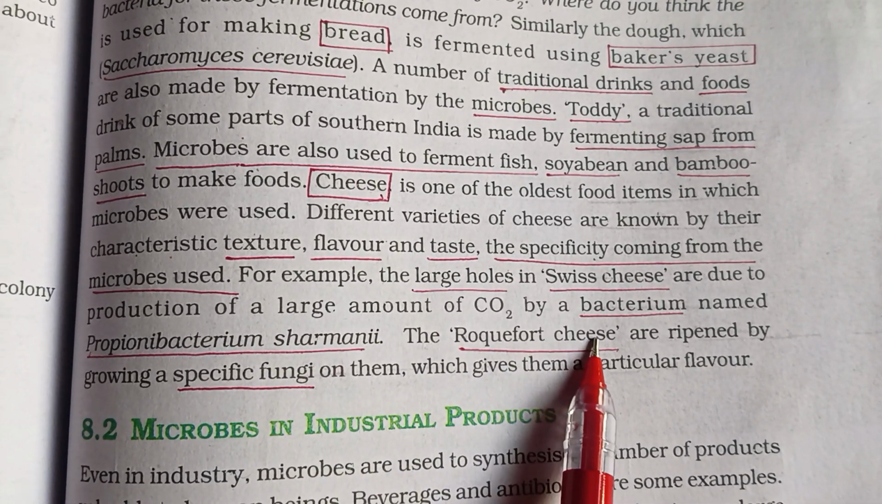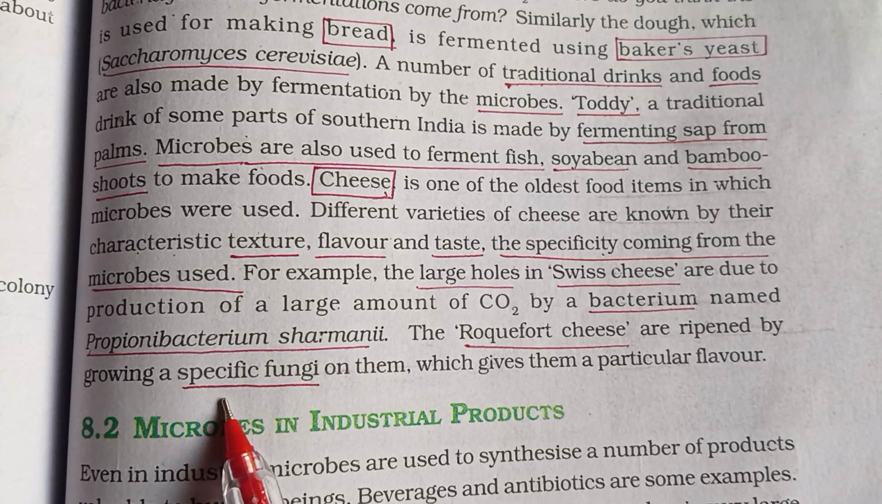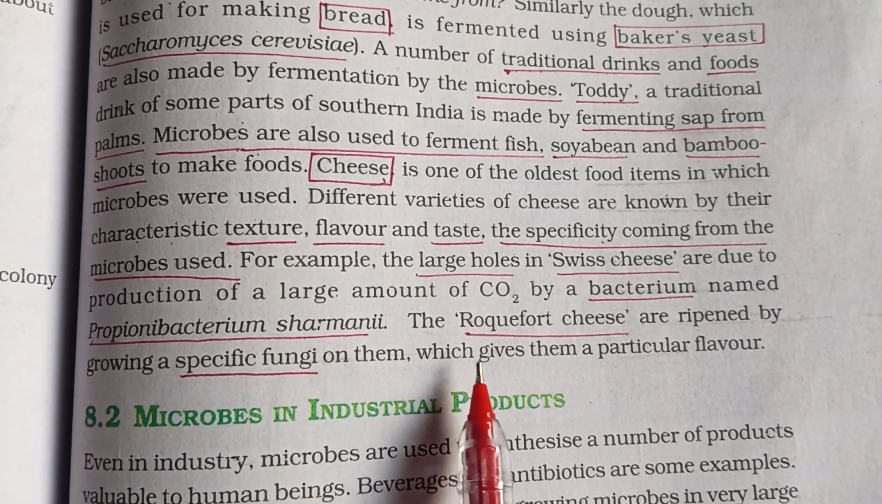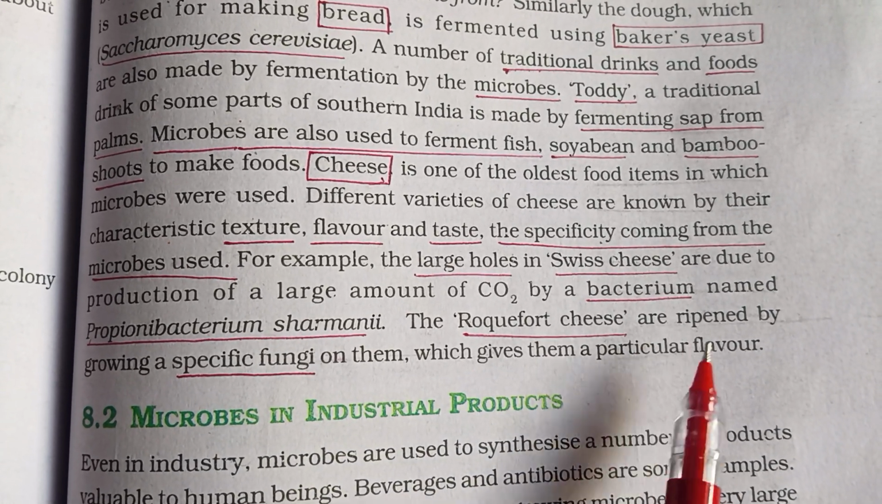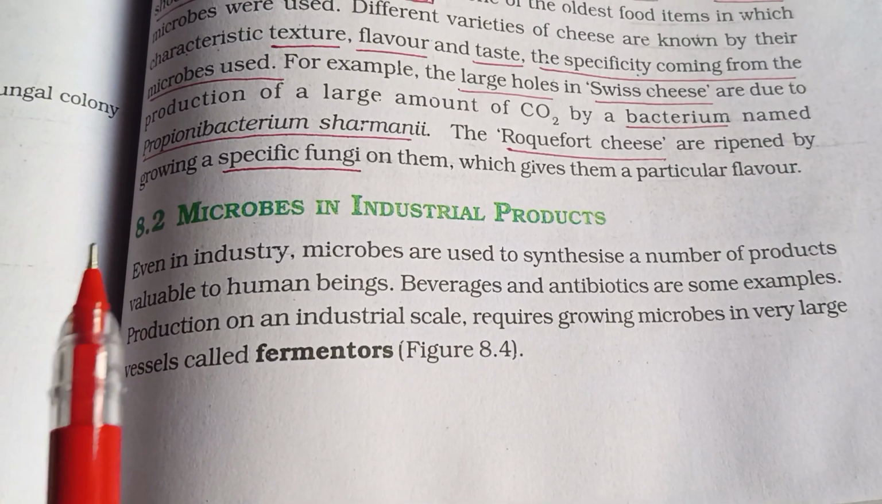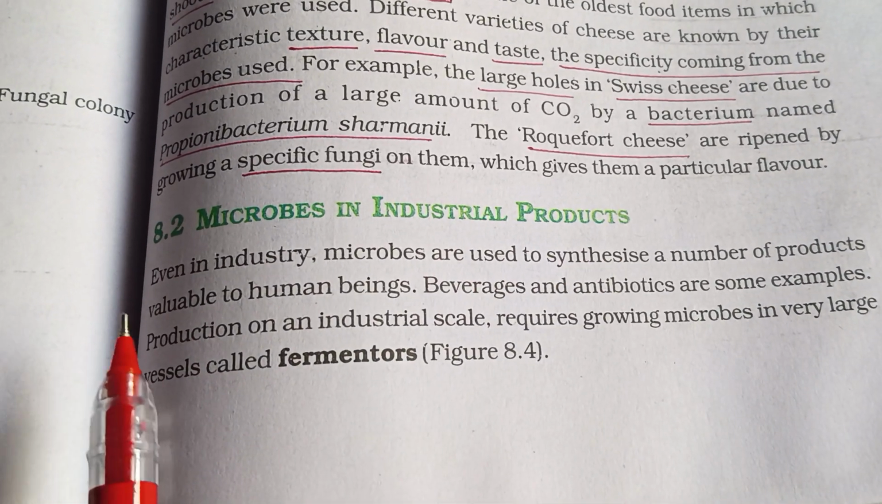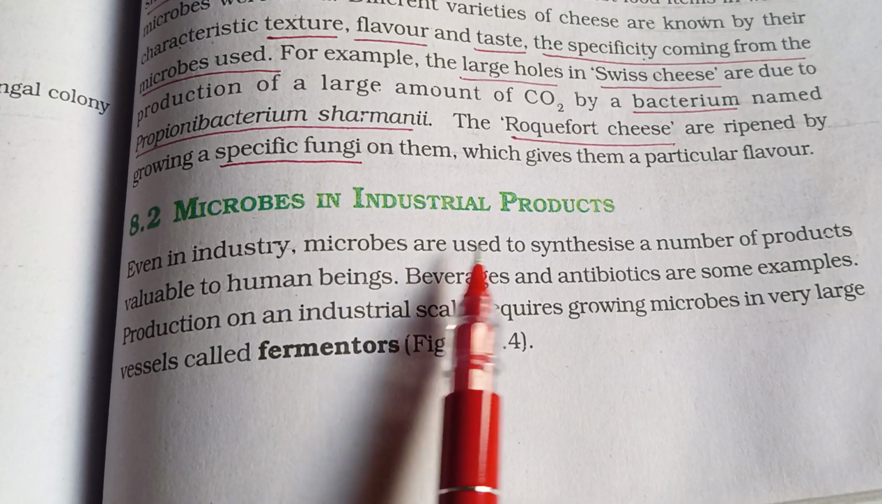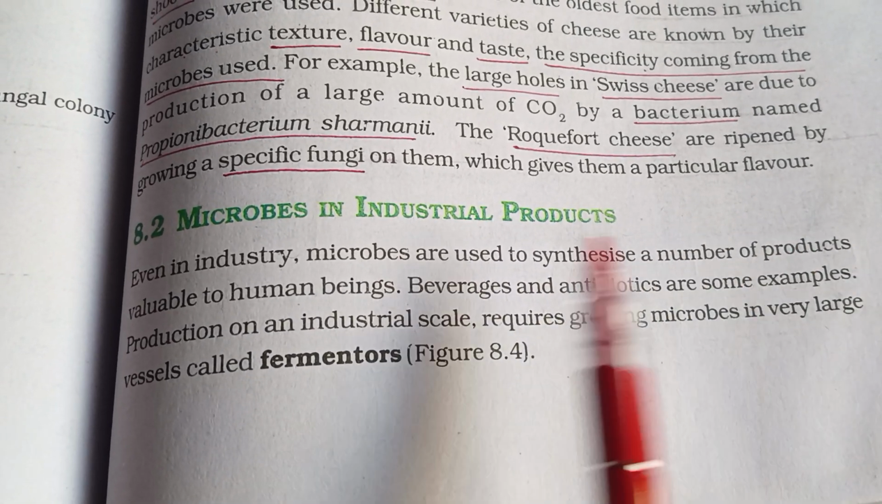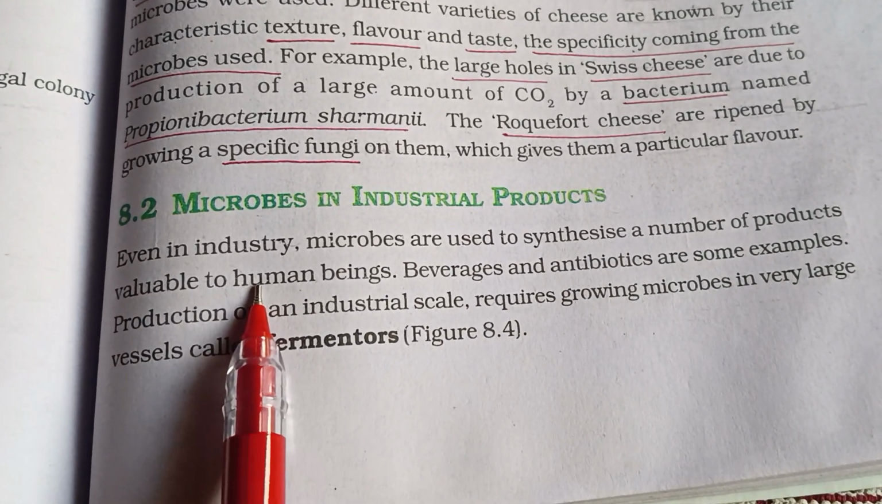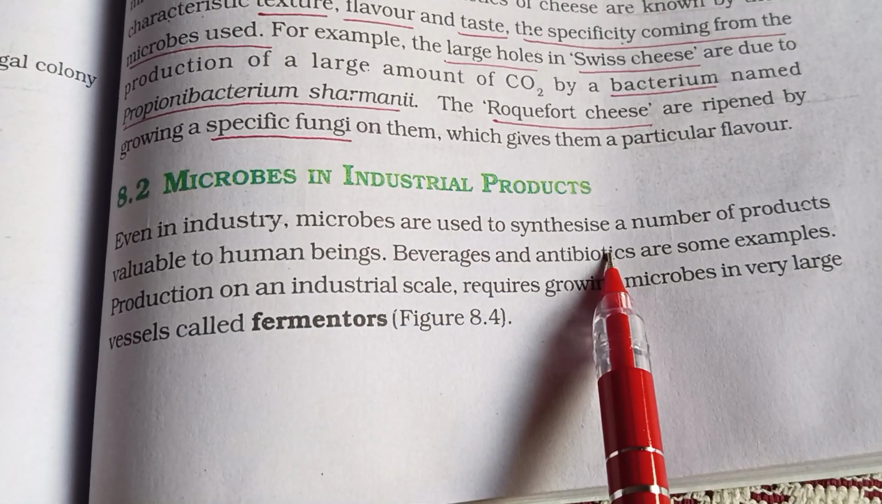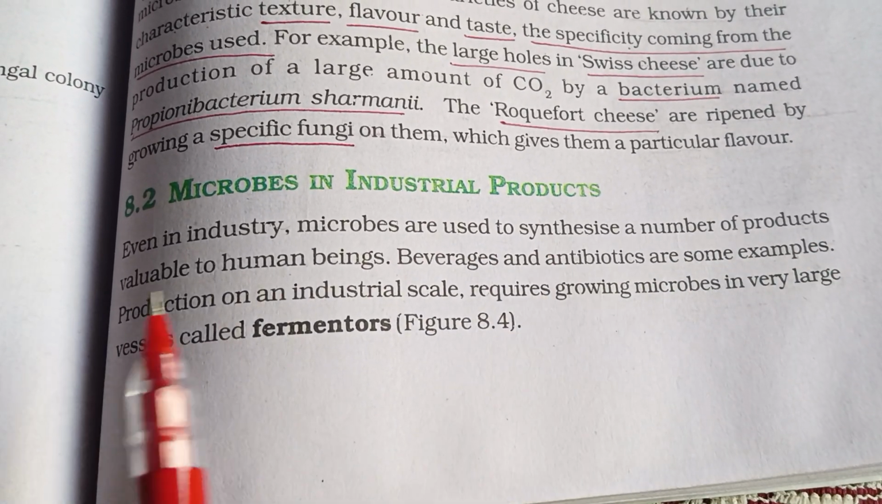Roquefort cheese is ripened by growing a specific fungus on it, which gives it a particular flavor. Now, the microbes in industrial products. Even in industry, microbes are used to synthesize a number of products valuable to human beings. Beverages and antibiotics are some examples.